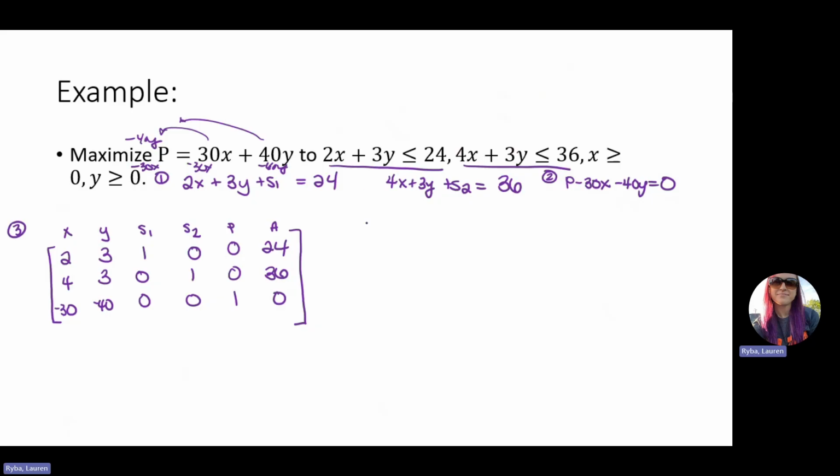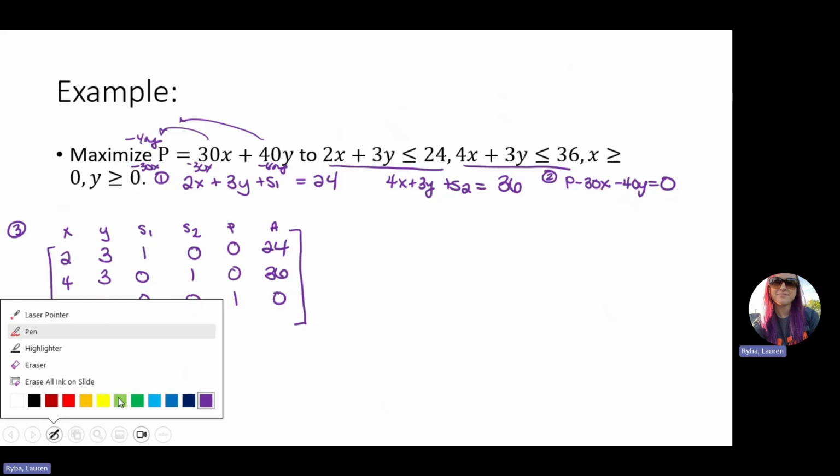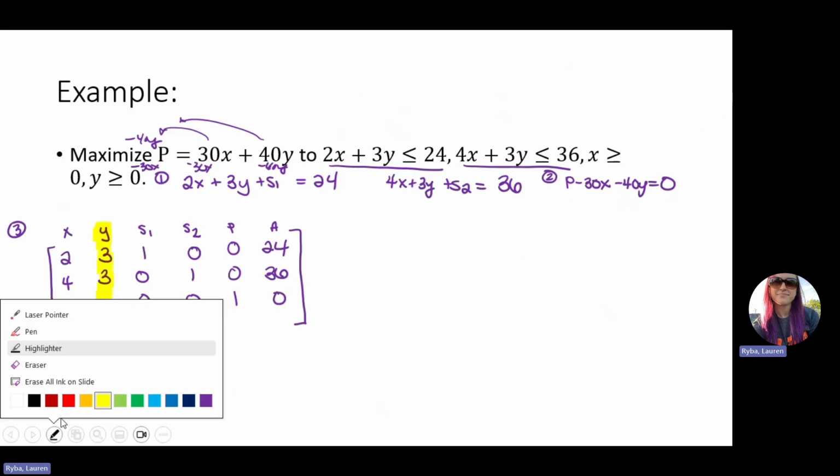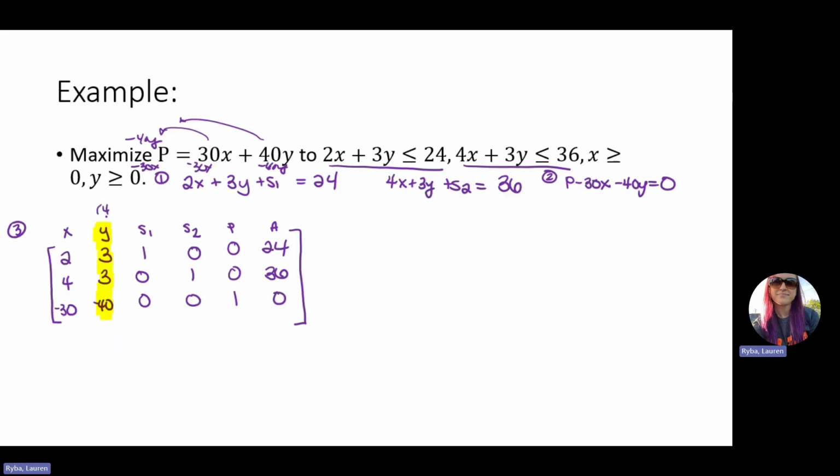All right, so step 4 is really easy, finding the pivot column. For the pivot column, you're looking for which of these two values in the bottom is the most negative. Well, negative 40 is more negative than negative 30. So that is step 4, our pivot column.